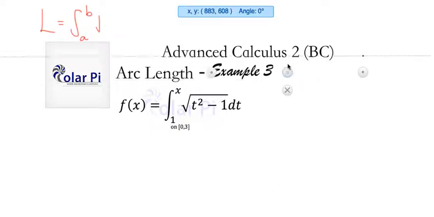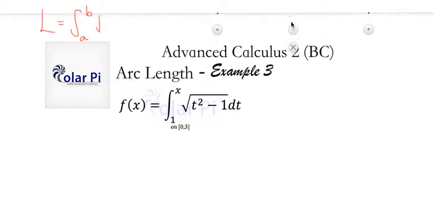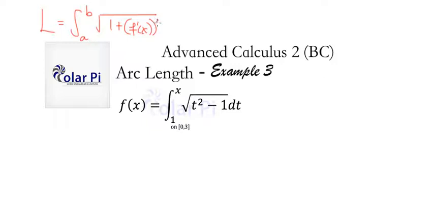square root of 1 plus f prime of x all squared dx, yeah? Okay, cool. And since f of x is right here, f prime of x is going to equal, by the fundamental theorem of calculus, right? It's going to equal square root of x squared minus 1, right?